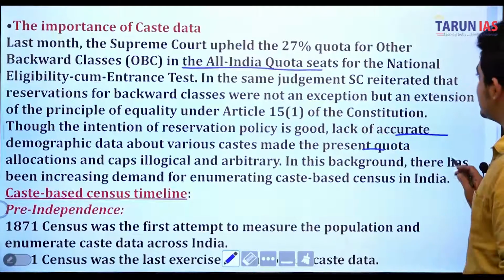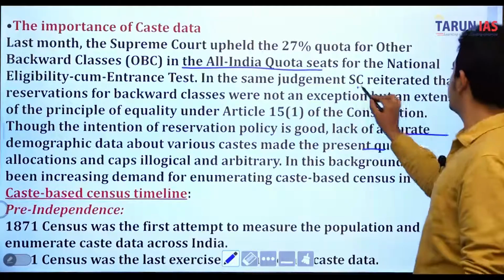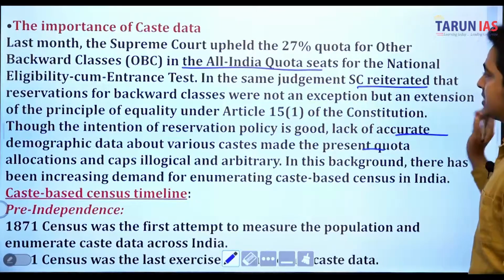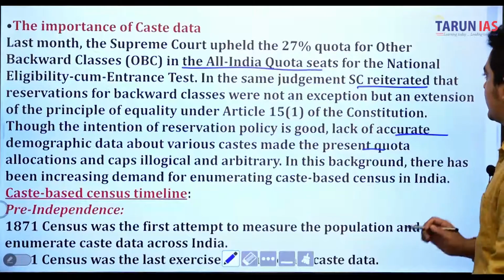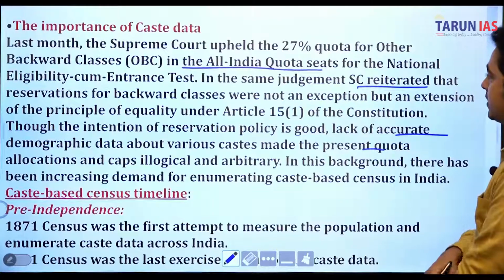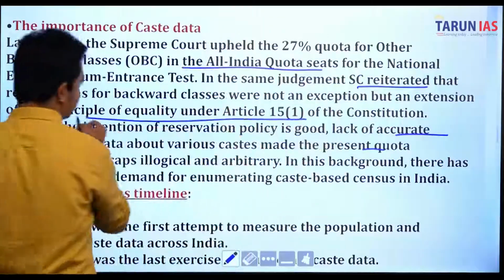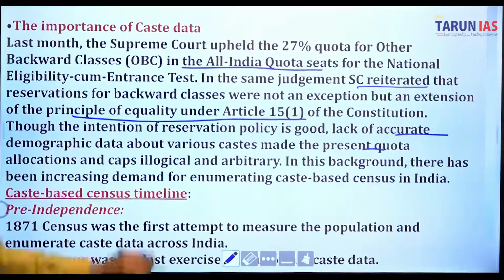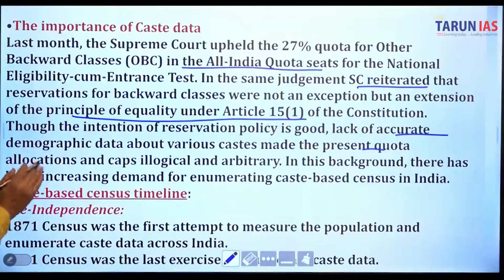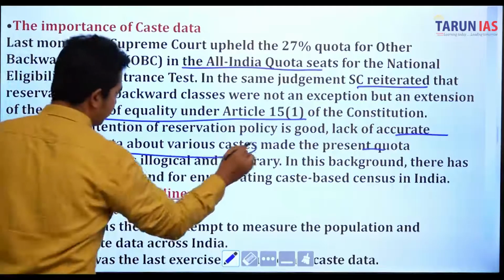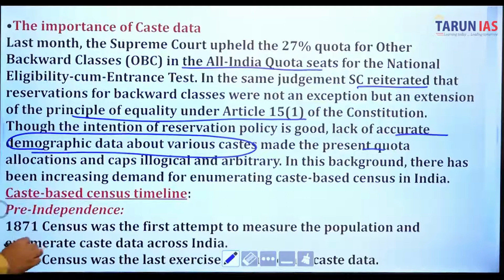In the same judgment, the Supreme Court reiterated that reservation for backward classes is not an exemption but an extension of the principle of equality under Article 15(1). The principle of equality comes under Article 15(1) of the Constitution. Though the intention of the reservation policy is good, the lack of accurate demographic data about various castes has made the present quota allocation and caps illogical and arbitrary.